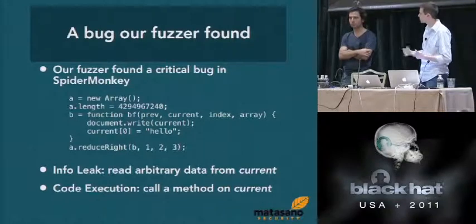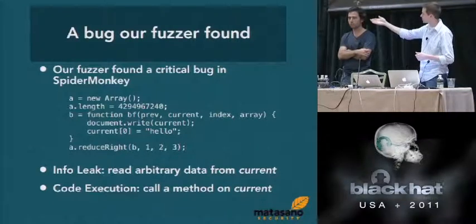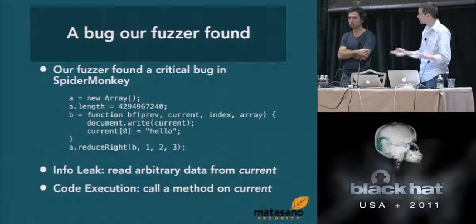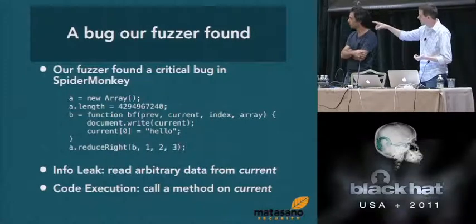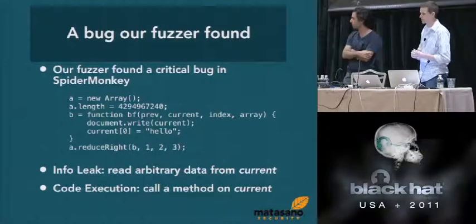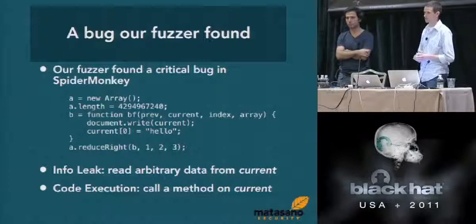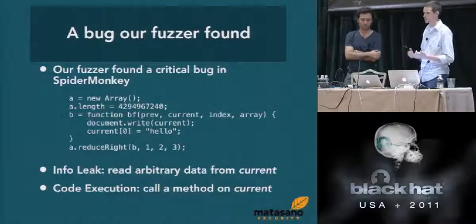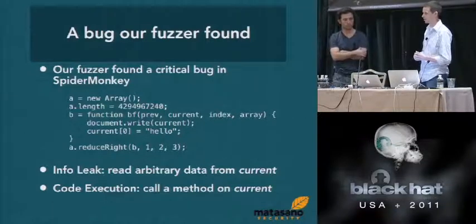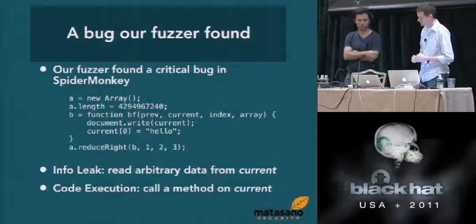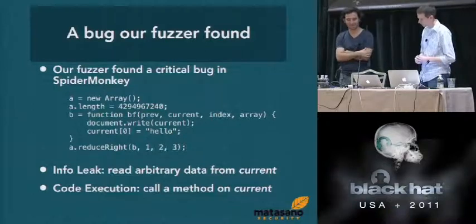The cool thing about this bug was that in that function callback, you could either read from the current argument and get an arbitrary info leak from hundreds of thousands of different spots in memory, or you could get arbitrary code execution by just calling a method off of that current argument. So this was a really, really cool bug that we played with, using the JIT to exploit it because the pages were readable, writable, and executable. So we consider our fuzzer a success for this bug alone.